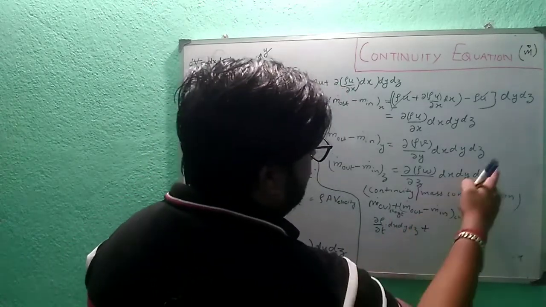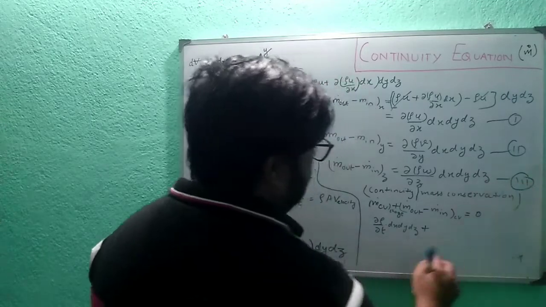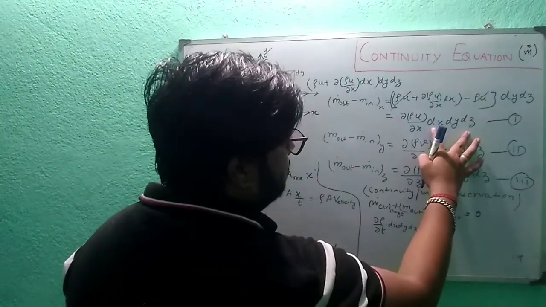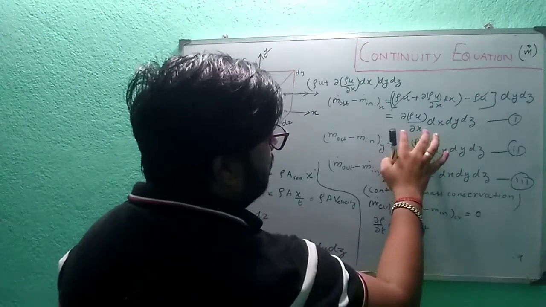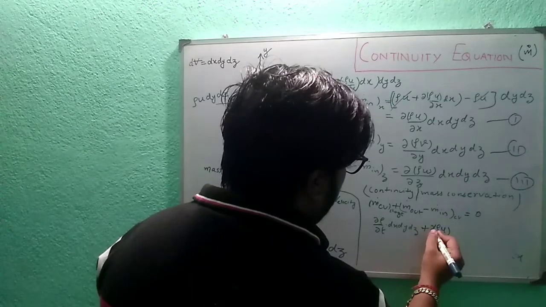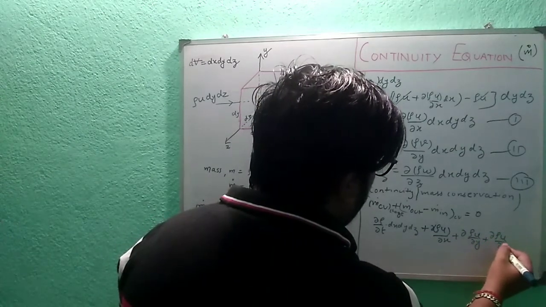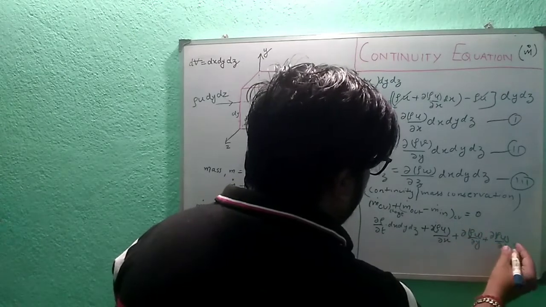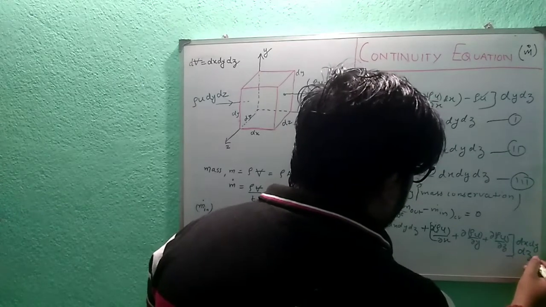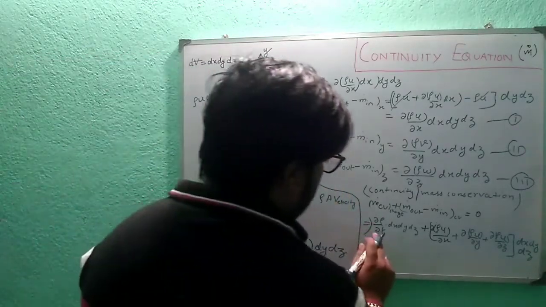If we combine all these three terms, this is 1, this is 2, this is 3. So m dot in of the control volume is 1 plus 2 plus 3. If you write 1 plus 2 plus 3, dx dy dz will be common in all three. The common term will be del rho u by del x plus del rho v by del y plus del rho w by del z, and the common factor is dx dy dz, and this should be equal to 0.